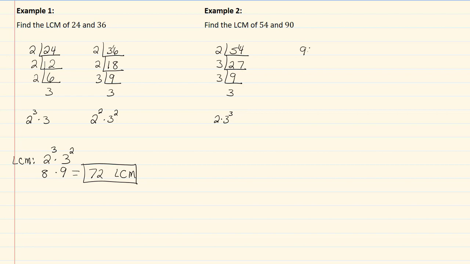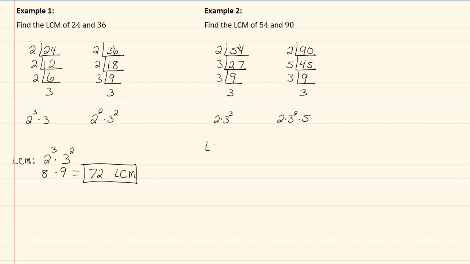Now let's look at 90. Well, 90 is divisible by 2. And 90 divided by 2 would be 45. 45 is divisible by 5, leaving me with 9. 9 is divisible by 3, leaving me with 3. So my prime factorization for 90 is going to be 2 times 3 squared times 5.